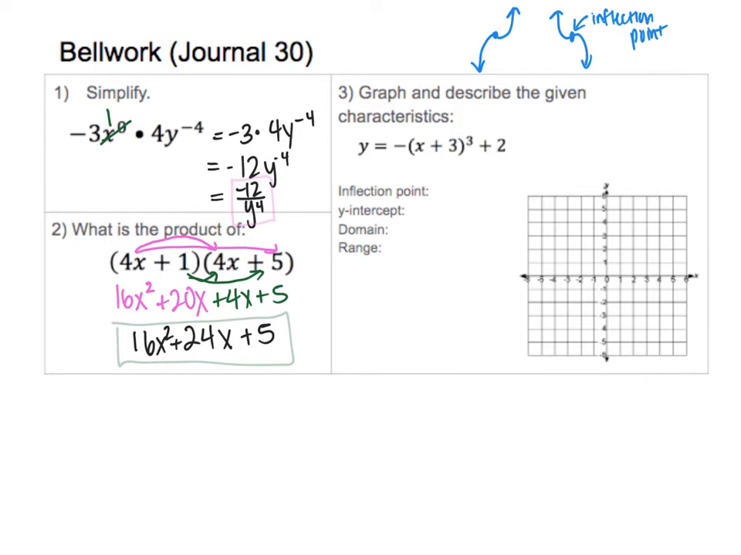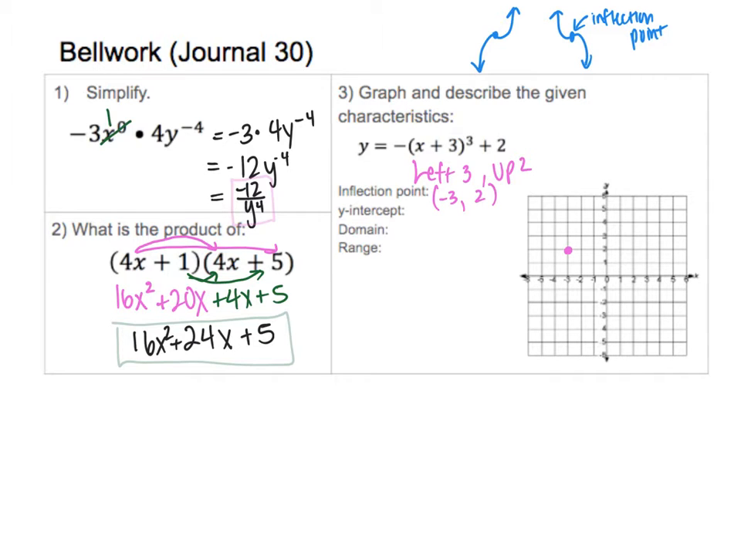So this is shifting 3. Oh, I guess I don't need to write shift. This is going to be shifting left 3 and then up 2, since there's a positive 2 on the outside. And so looking at this, if we're going left 3 and then up 2, that's going to be right here. And I'm going to plot my point and name that coordinate. So it looks like this coordinate is negative 3, positive 2. And I have my inflection point.